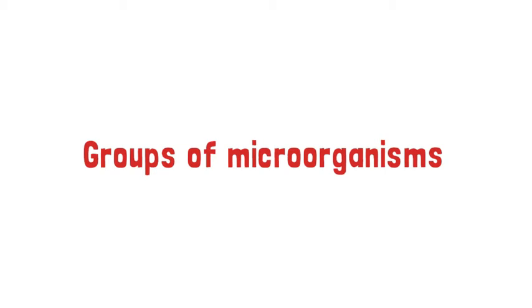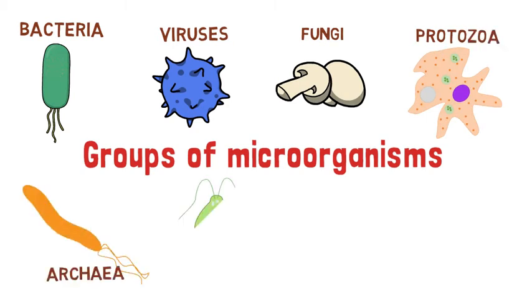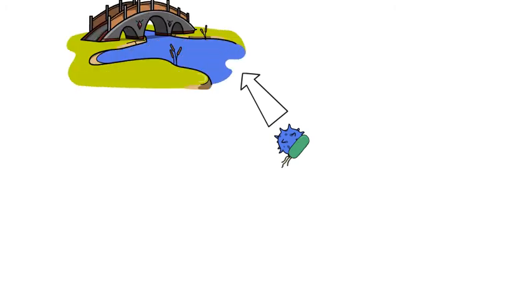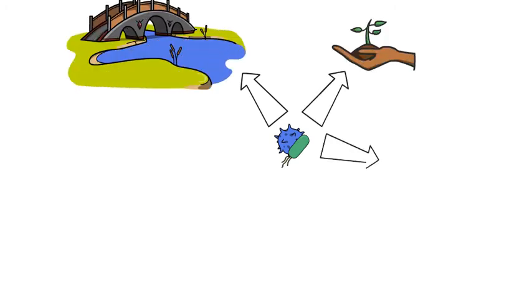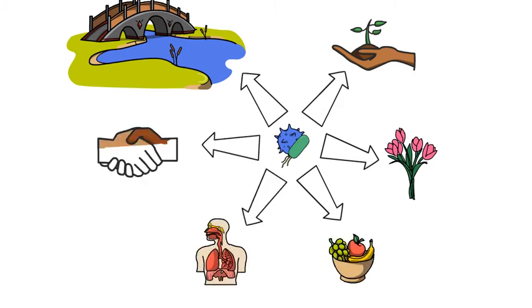So, there are 7 groups of microorganisms, and these are bacteria, viruses, fungi, protozoa, archaea, algae, and multicellular animal parasites. Members of each of these groups are found all around us, in water bodies such as rivers and lakes, in soil, on plants, in our food, inside of our bodies, and on our skin.